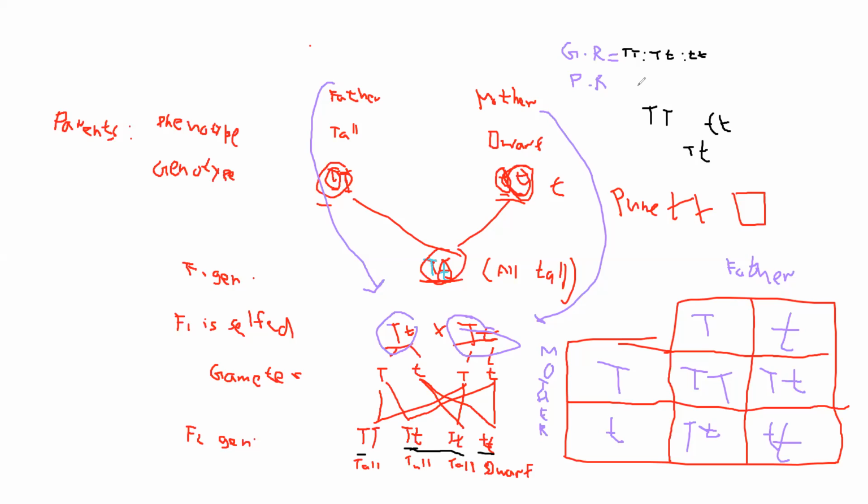Now put an equal to sign, and look at how many capital T capital T there are. You see there's only one, so you write one. Now check how many capital T, small t there are. You have two of them, so you write two over here. Then look for how many small t small t there are. You find there's one, so you write one there. So this is the genotypic ratio.